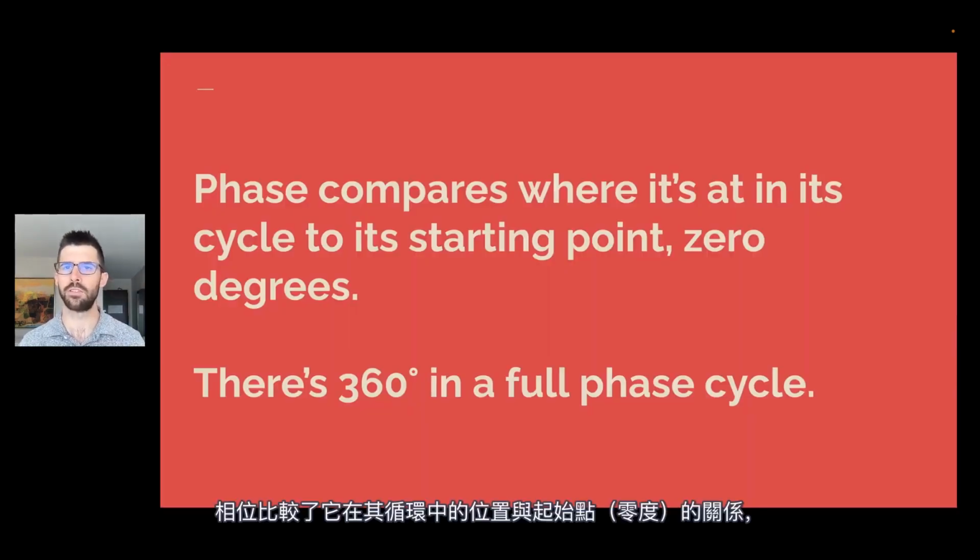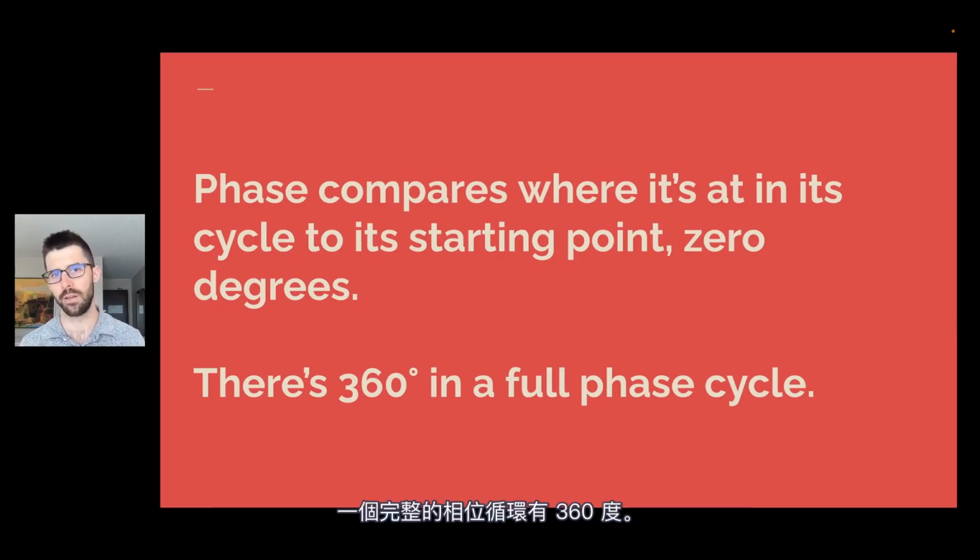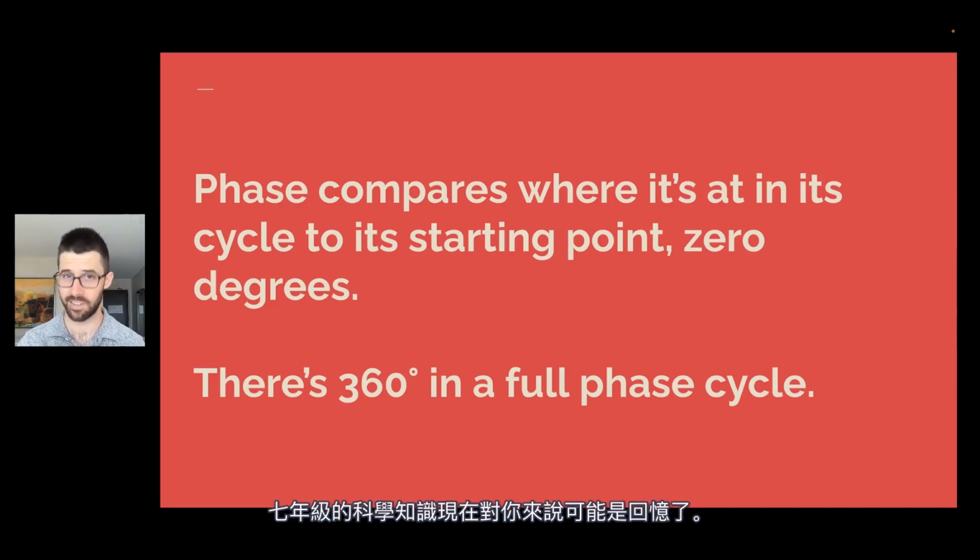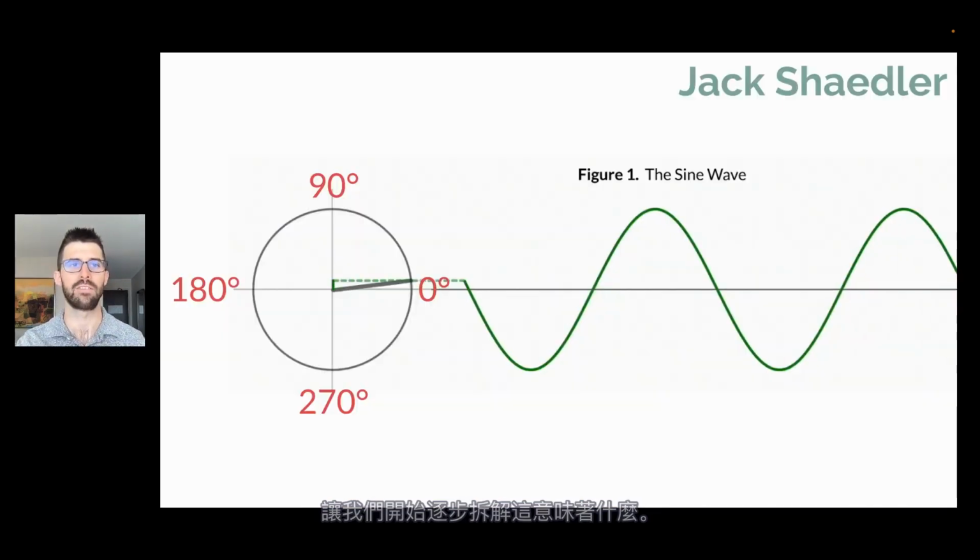So phase compares where it's at in its cycle to a starting point, 0 degrees. And there's 360 degrees in a full phase cycle. I know 7th grade science is kind of coming back to you now. Let's start to step through and unpack what that means.